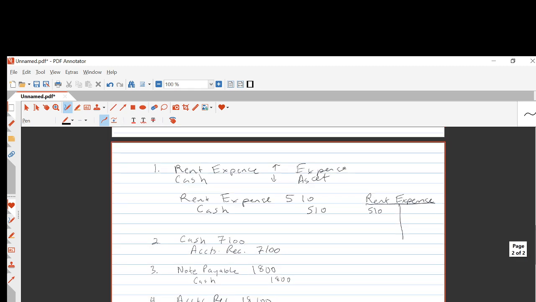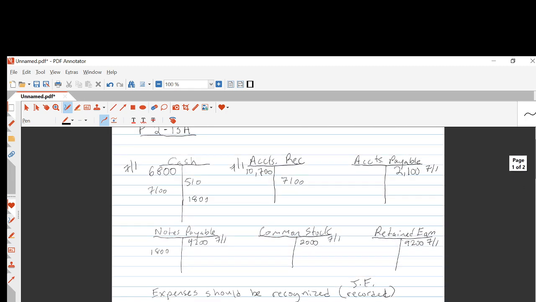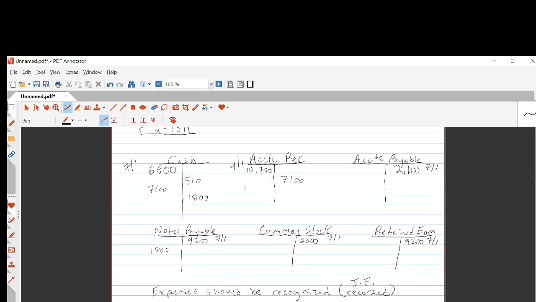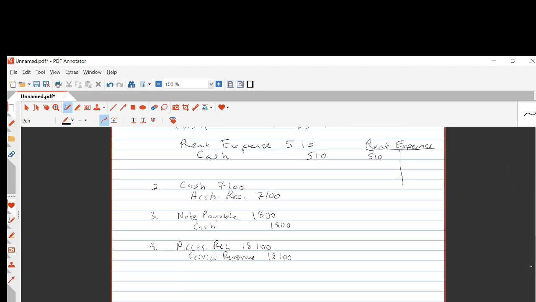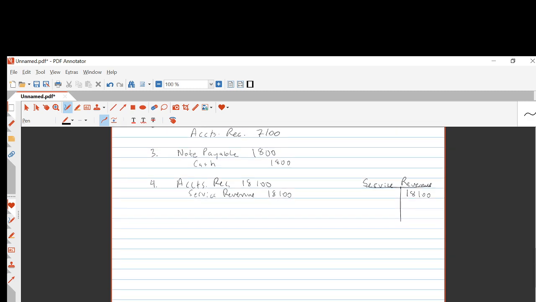We can go update the T account. We can put $18,100 in the accounts receivable T account on the left-hand side. And service revenue, that account didn't exist before this transaction, but now after this transaction we have this new account on our books, service revenue, and we'll put $18,100 on the credit side. All right, next transaction.